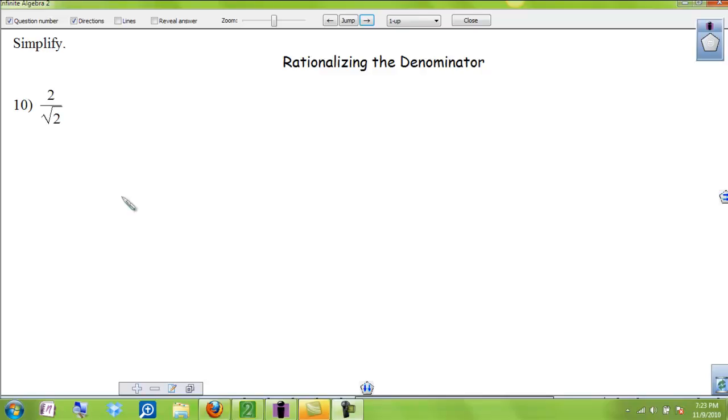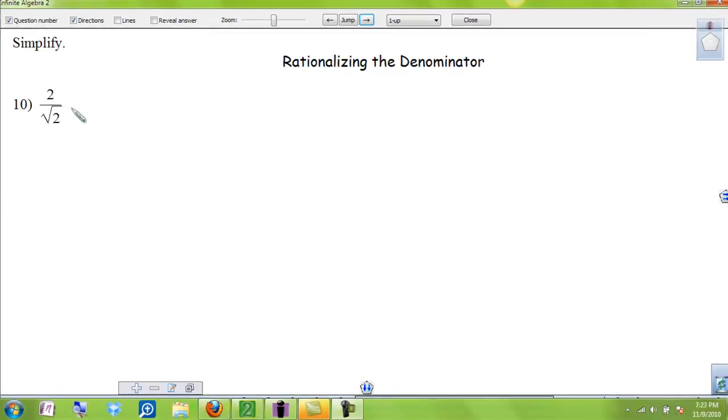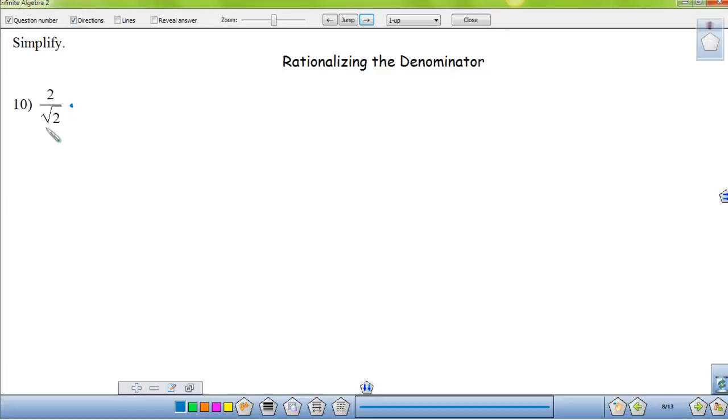Hi, in this video we're going to look at a special type of simplification process, and this occurs when you wind up with a radical in the denominator of your fraction, and this happens quite often. So what you want to do is multiply this by a form of 1, and this procedure is called rationalizing the denominator.